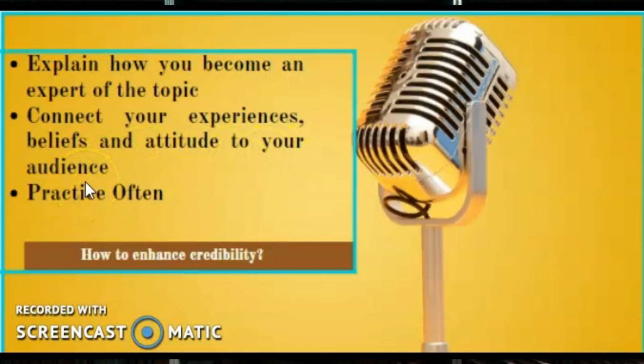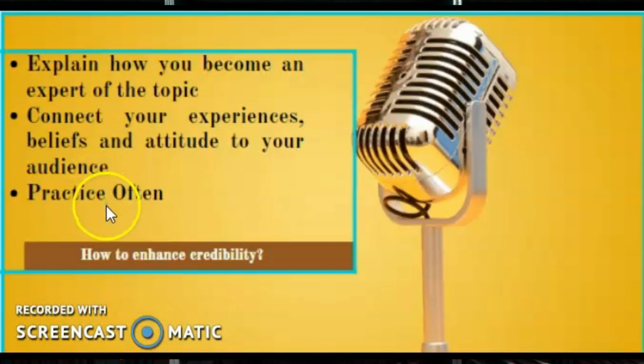The second one is that you can connect your experiences, beliefs, and attitude to your audience. One thing as a sales clerk that you can do is that you can share your experiences. You can say that that product works for you so that your audience with the same skin problem would be able to relate, and at the same time they would feel that you are worthy of their trust, and so you can gain a client at the same time.